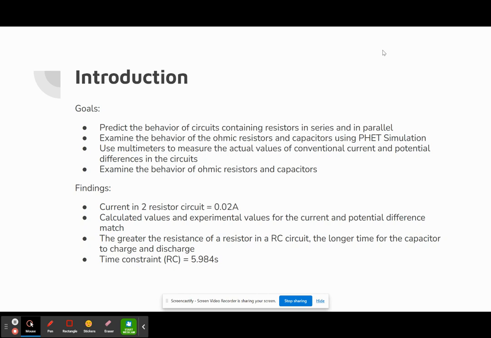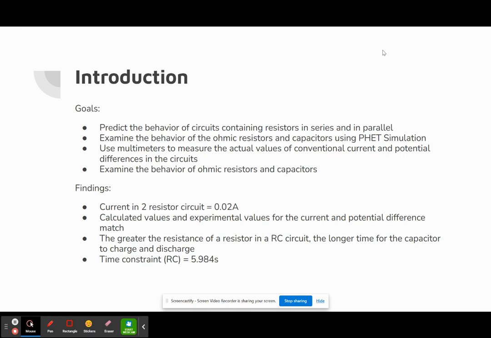As an introduction, our goals are to predict the behavior of circuits containing resistors in series and in parallel, to examine the behavior of ohmic resistors and capacitors using a PhET simulation, to use multimeters to measure the actual values of conventional current and potential differences in the circuits, and to examine the behavior of ohmic resistors and capacitors.